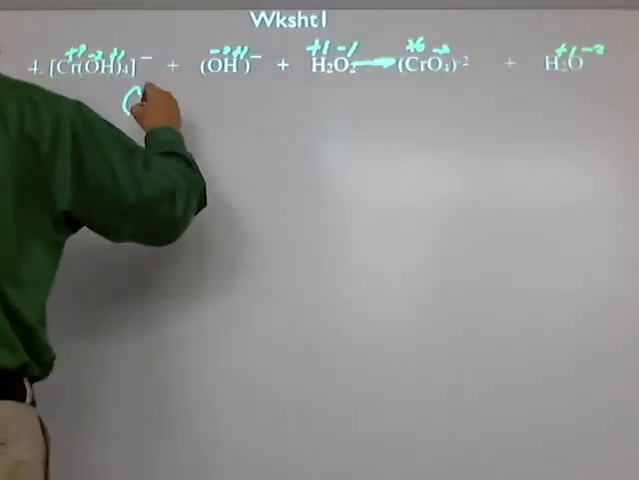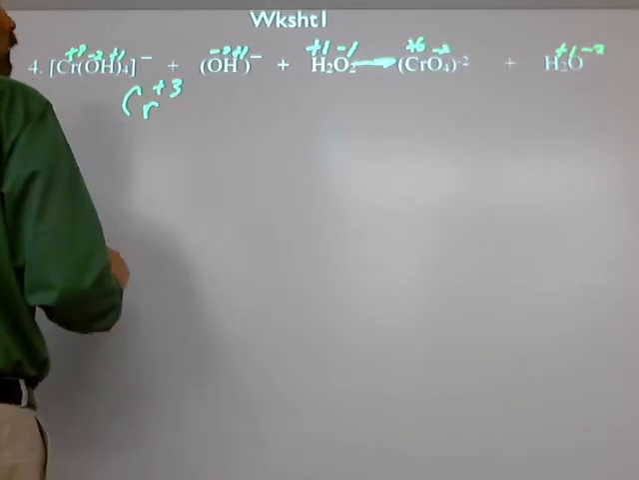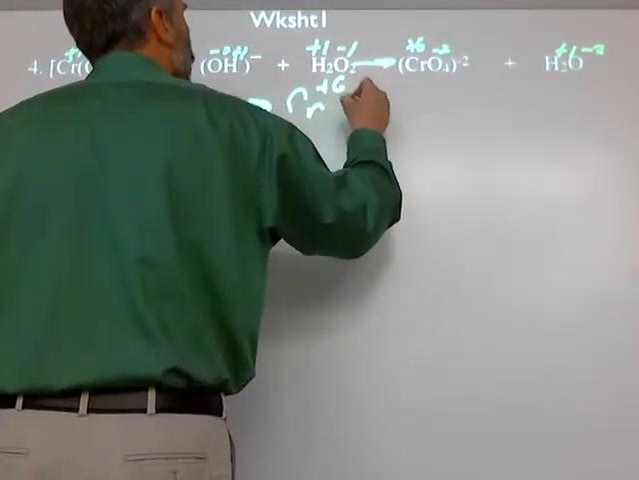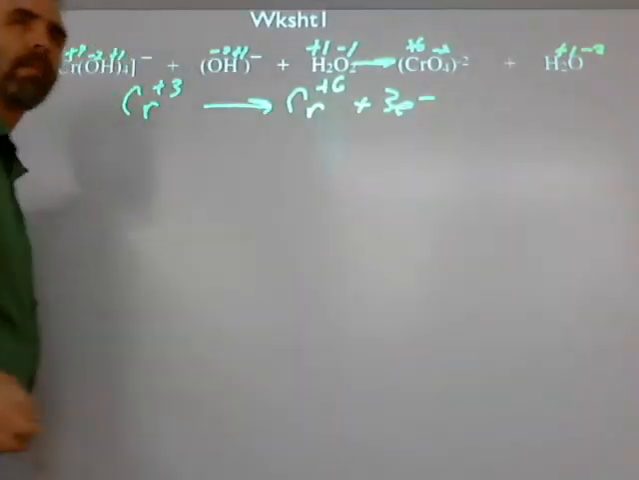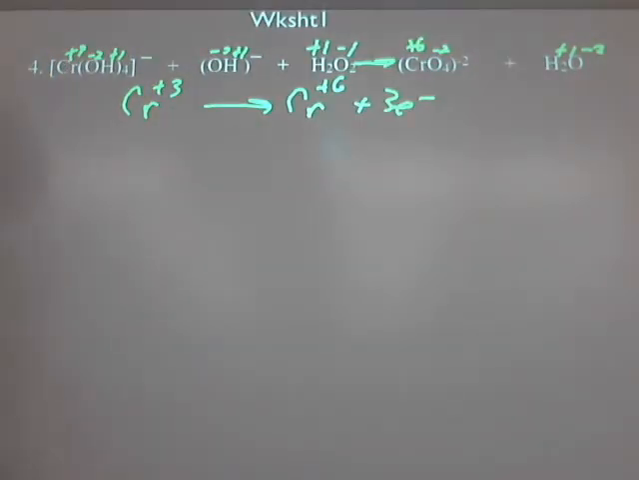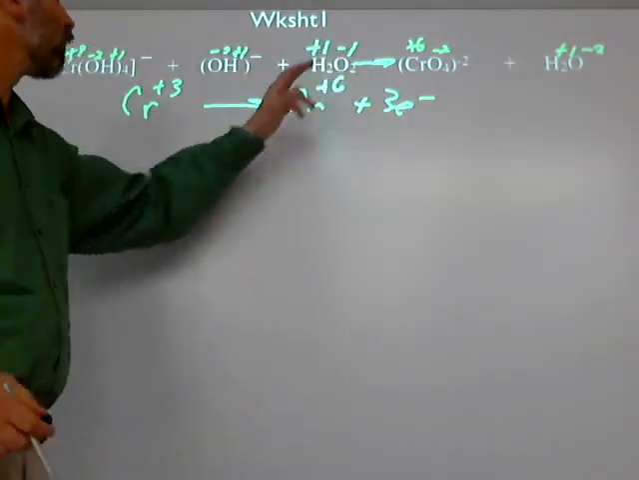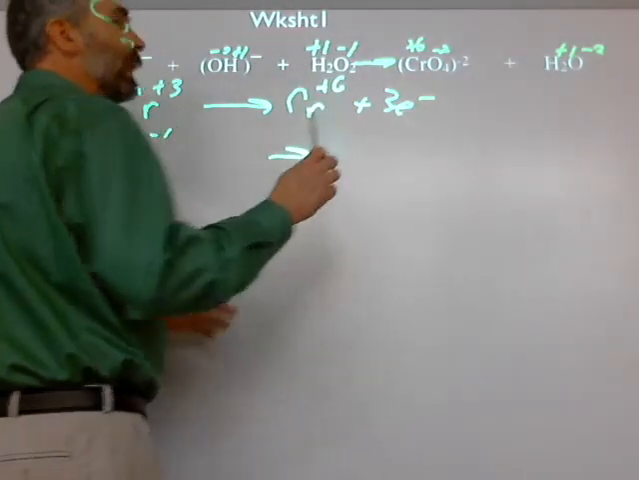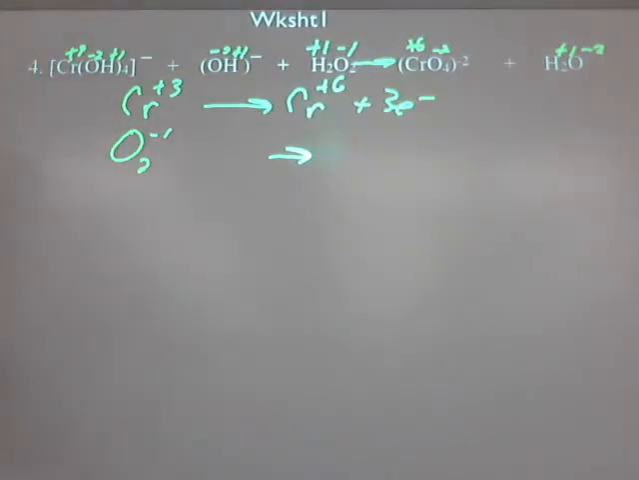Chromium's going from Cr with a +3 to Cr with a +6, and that takes 3 electrons. Y'all do that? And for hydrogen peroxide, the O is going from O2 with a -1 to... this is the mistake. Everybody watch. You actually can get the right answer by reducing at the end.